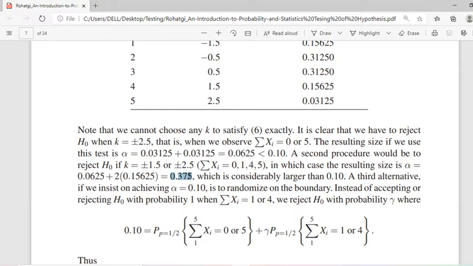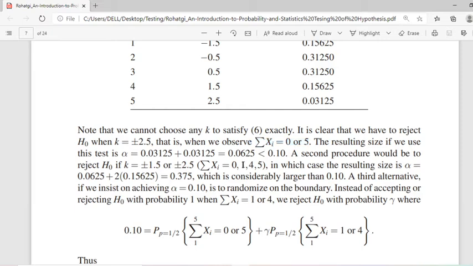So we cannot reject the null hypothesis when we observe these four observations. We can reject if we observe 0 or 5, but we cannot reject when we observe 1 and 4 along with 0 and 5. So we cannot consider this as the criterion for rejection, because the rejection probability exceeds 0.1. So what will be the alternative procedure? We can fix summation xi equal to 0 or 5 for the rejection of the null hypothesis.